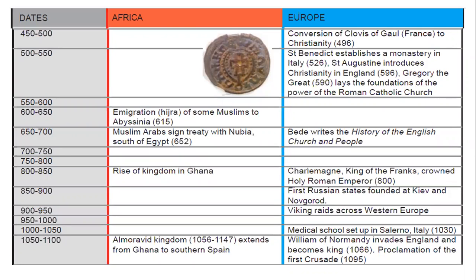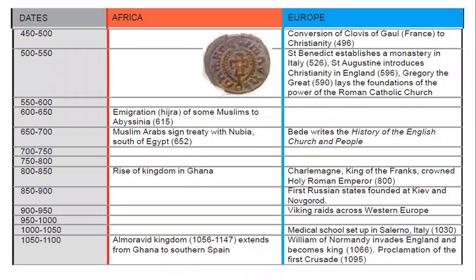Then we see in 450 to 500, the conversion of Clovis. This is Common Era now, sorry, not before Common Era. So we see the conversion of Clovis of Gaul to Christianity. 500 to 550, we saw Saint Benedict. He establishes a monastery in Italy. Saint Augustine introduces Christianity in England. Gregory the Great lays the foundation of the power of the Roman Catholic Church.